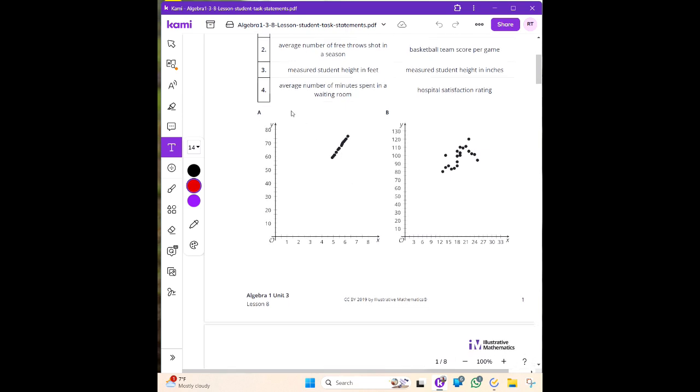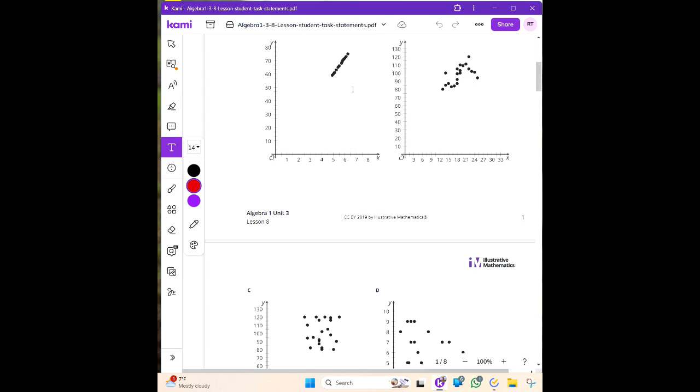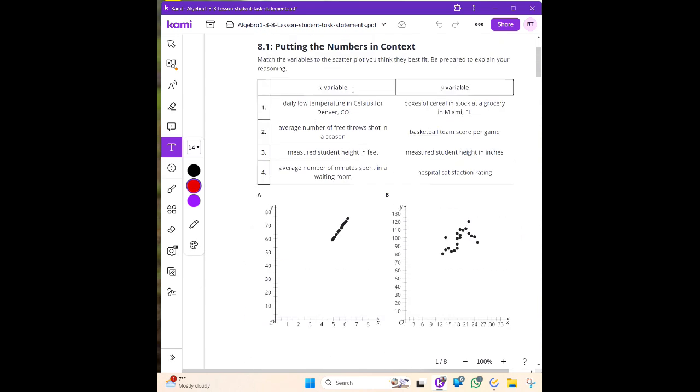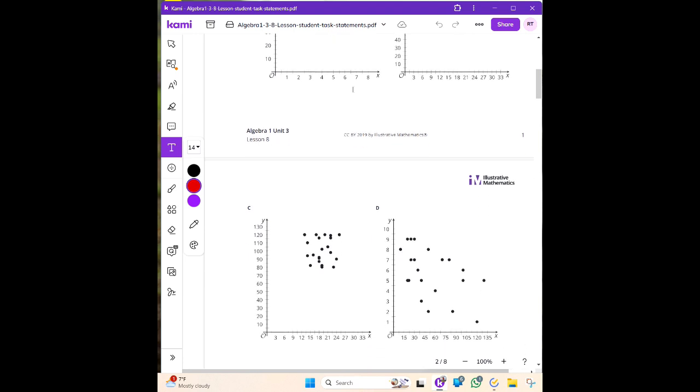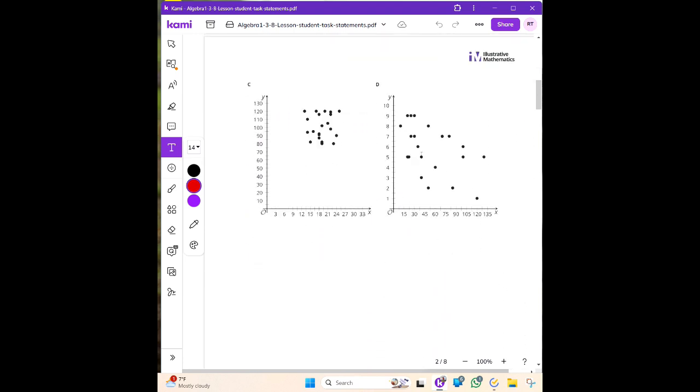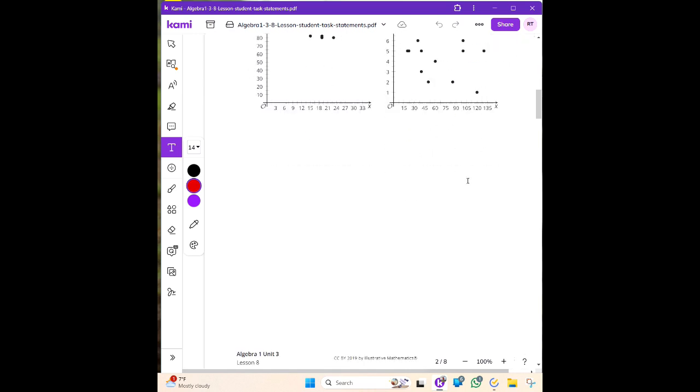And then average number of minutes spent in the waiting room and hospital satisfaction rating. So if you're waiting a really long time, you're probably not very happy, so the satisfaction rating is probably not very good. So we could go ahead and put D for that. There is a negative slope here.